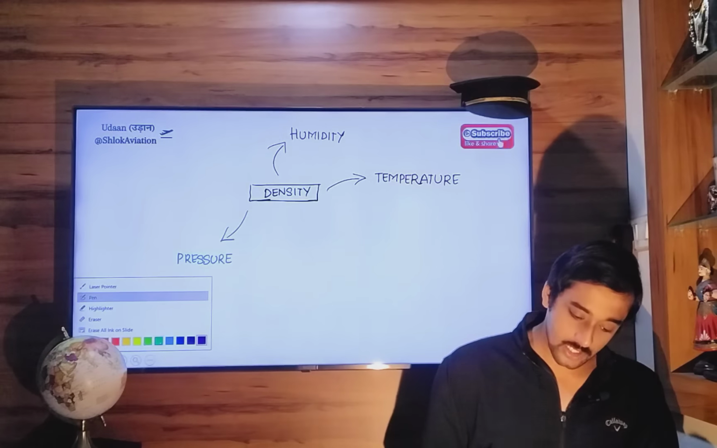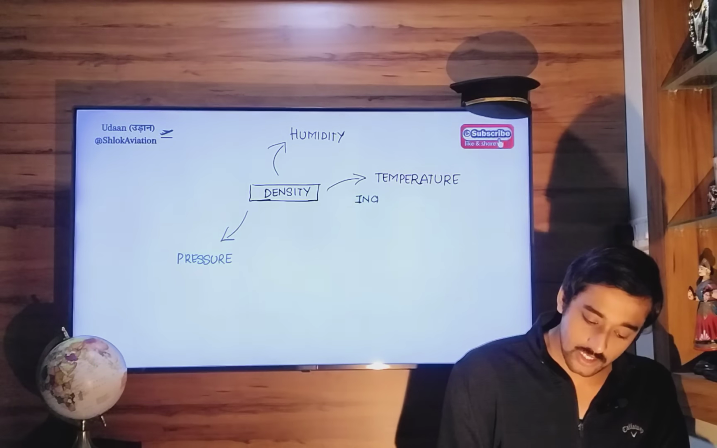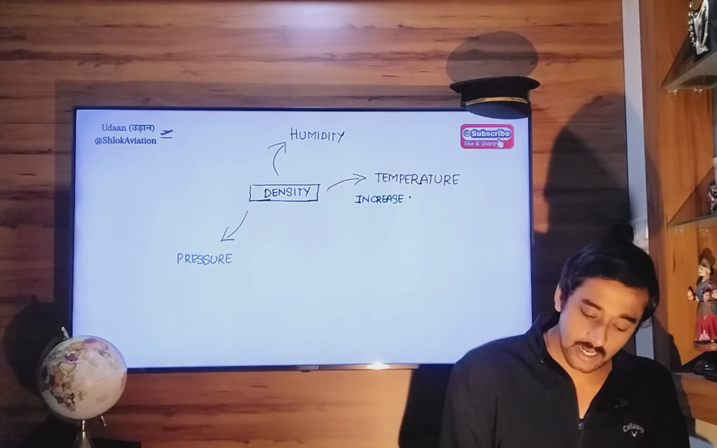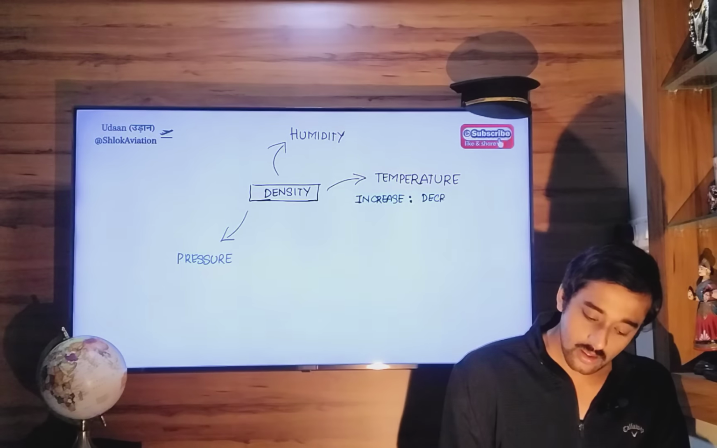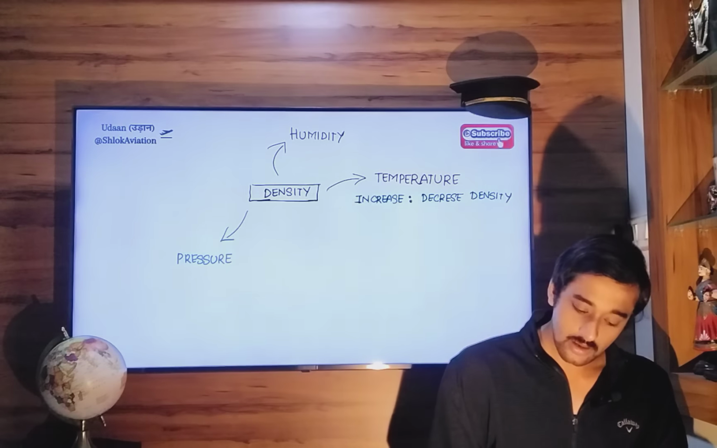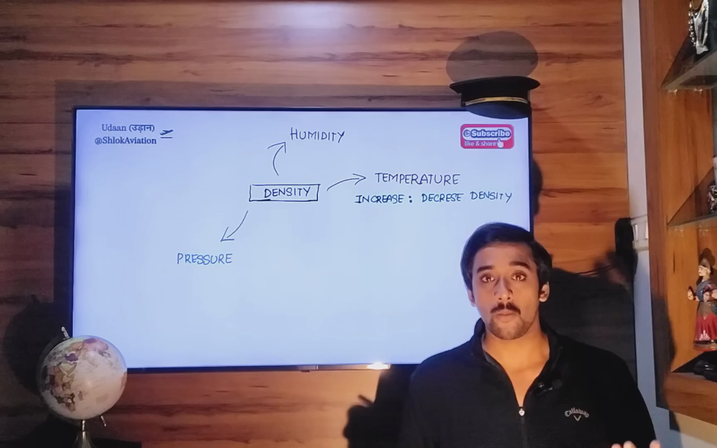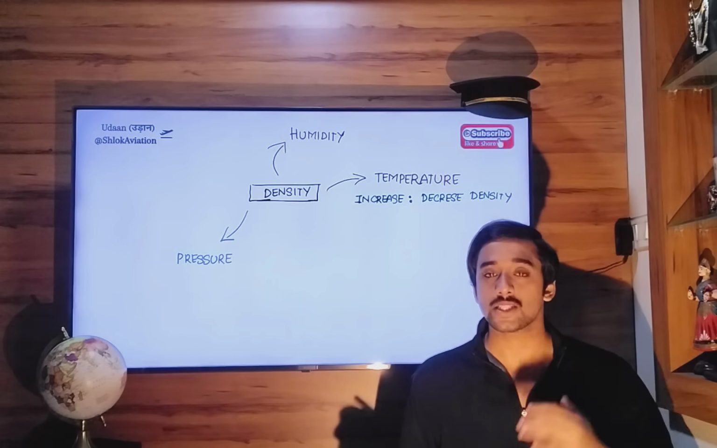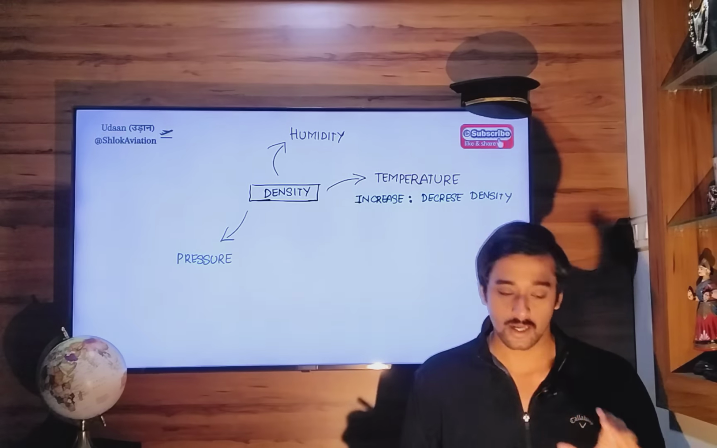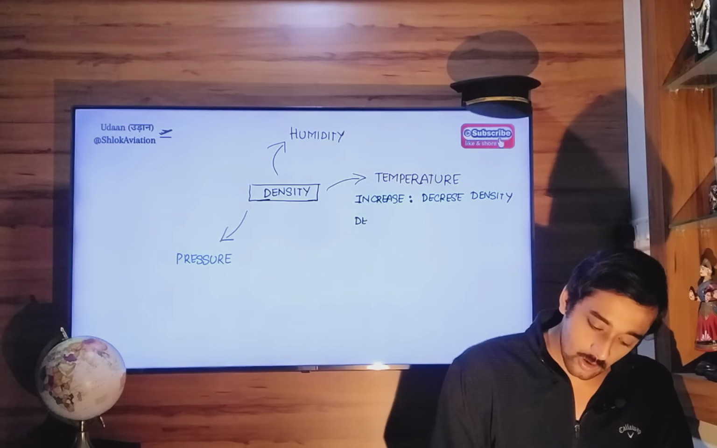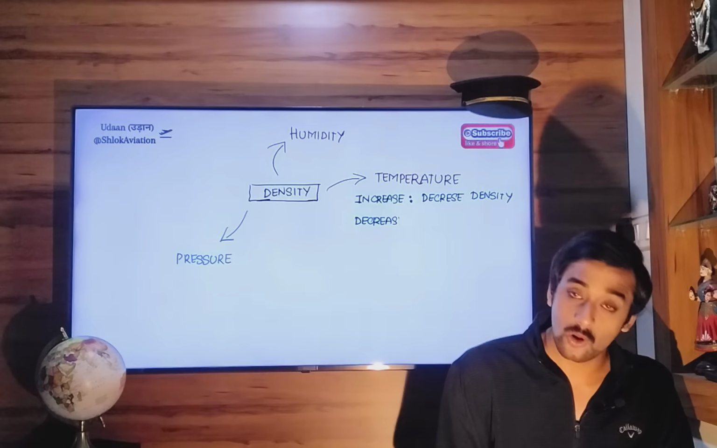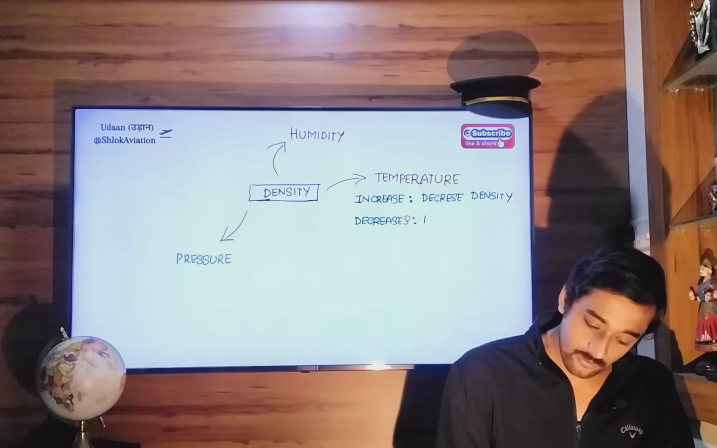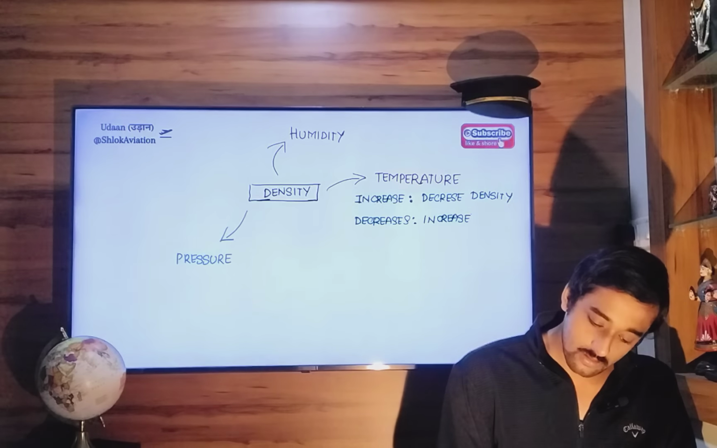Now, increase in temperature will decrease density. The air will become thin. Increase in temperature means temperature becoming warmer and warmer than ISA. So density of air will start decreasing. The air will become thinner and thinner. If temperature decreases or becomes colder than before or colder than ISA, the density of air will increase.